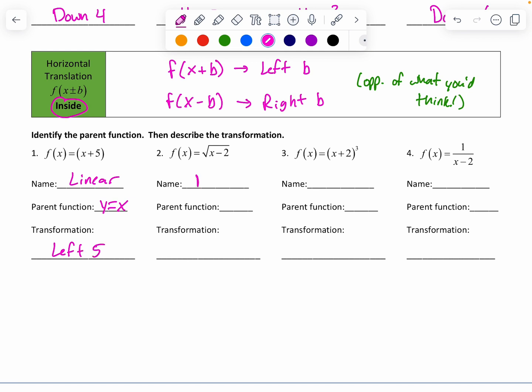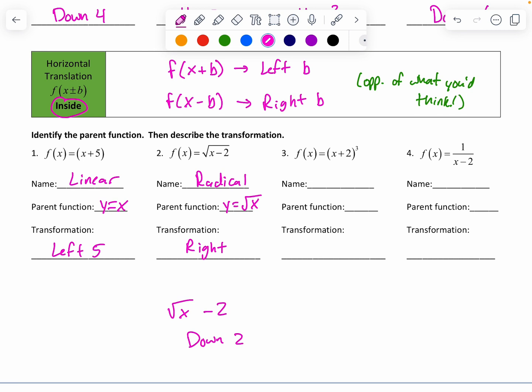Number 2, I see a square root sign, which is a radical. And its parent function is square root of x. That transformation, it's a minus 2 inside of the radical. So if it's inside the radical, that's telling me it is going to the right 2. If it had been something like outside of the radical with that minus 2, that would have been a down 2. So that's kind of what we mean by inside versus outside.